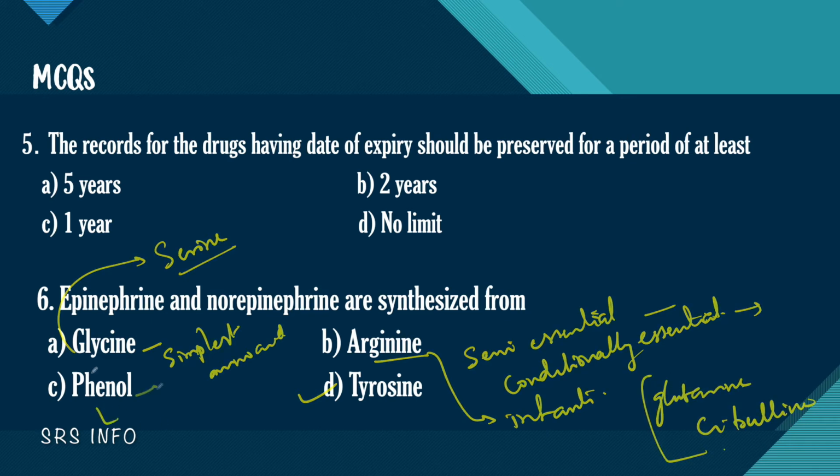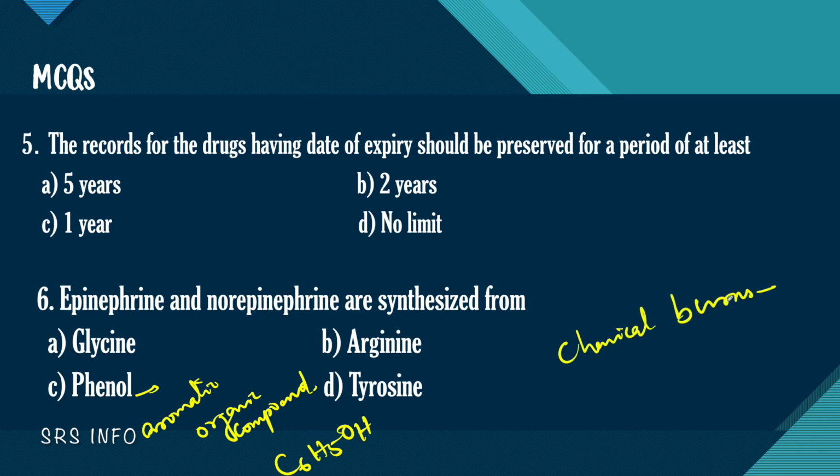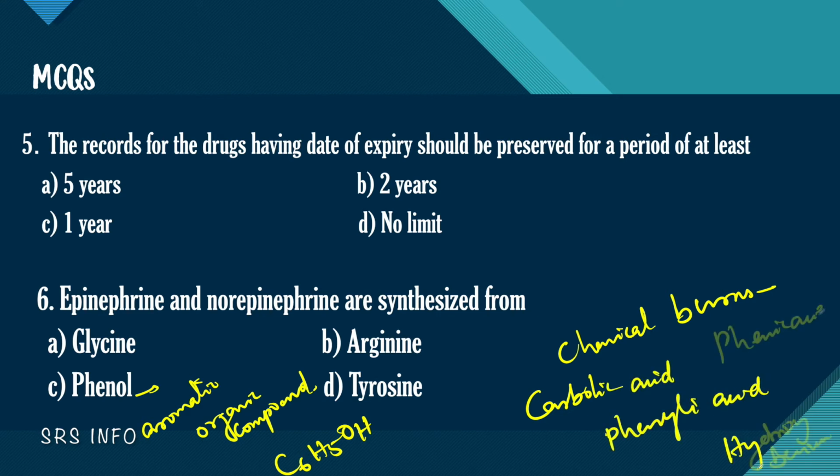Then what about phenol? Phenol is an aromatic organic compound. What is the formula? C6H5OH. Phenol is mildly acidic, but one most important point to be noticed is that it causes chemical burns, so we have to use it very carefully. Phenol is also known as carbolic acid, phenolic acid, phenic acid, and hydroxybenzene. All these are different names of phenol.